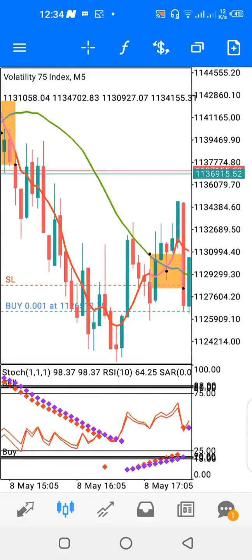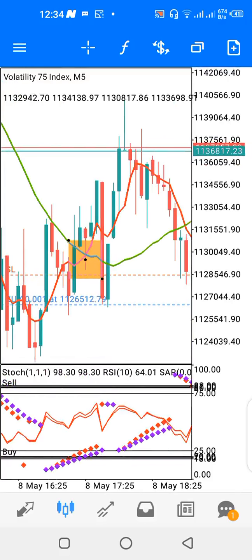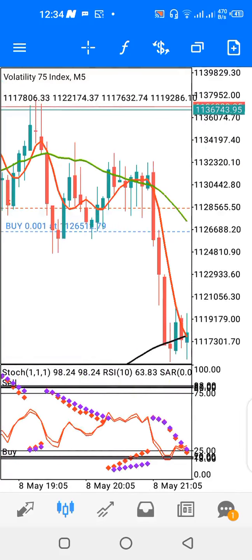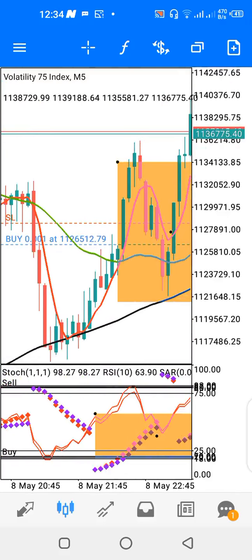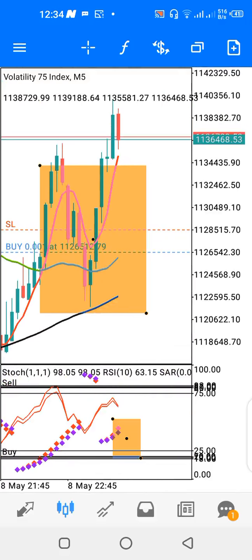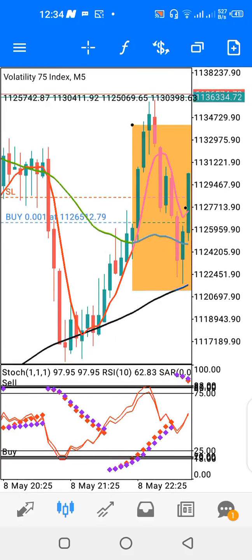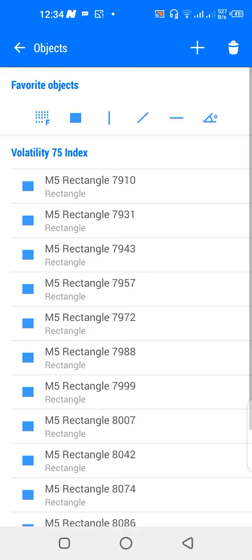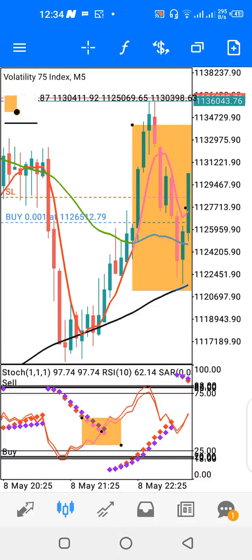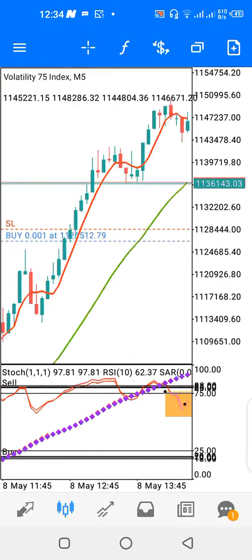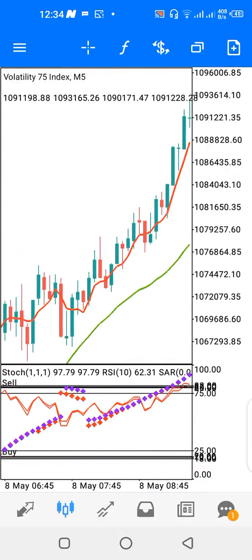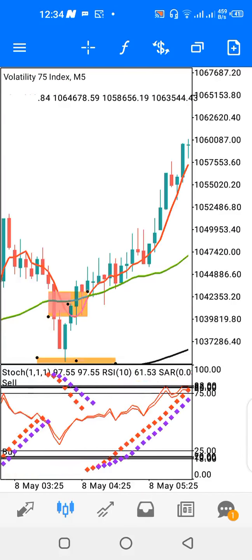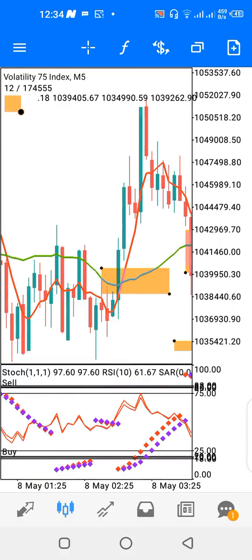When it crosses up the parabolic SAR, like you have, let's look at it still. We have it cross up around here, and we have it crossing up around here for a buy. So that's how to use indicator window 1.